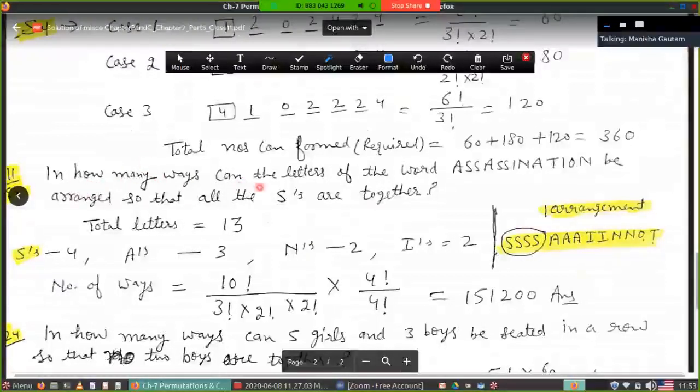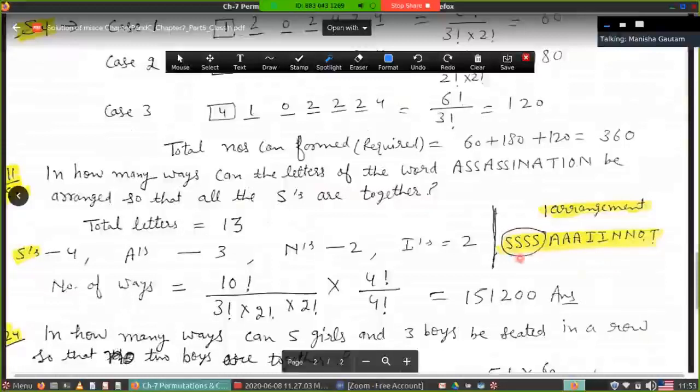Now next question is question number 11 of the exercise. In how many ways can the letters of the word ASSASSINATION be arranged so that all the S are together? In the word, you have to arrange all S in one group. As I have written here, all S in one group. One arrangement you have to make and you will get the answer very easily.